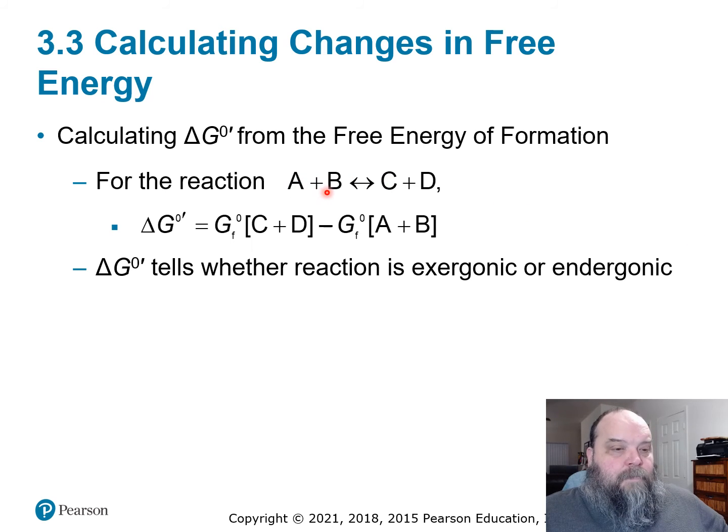So you take A plus B yields C plus D. The free energy of C and D, the products, minus the free energy you started with in the reactants or substrates, A plus B. Positive means it's going to be endergonic. Negative means it's going to be an extremely exergonic reaction occurring.